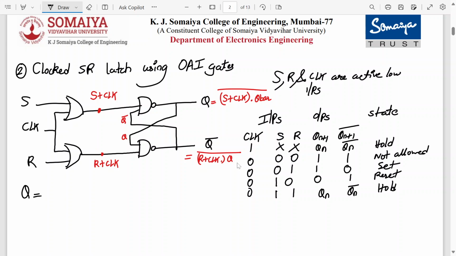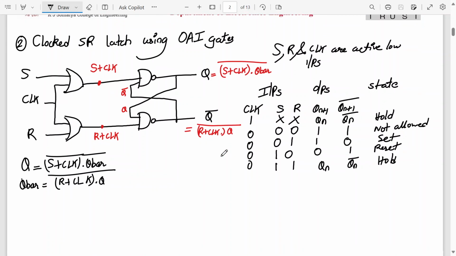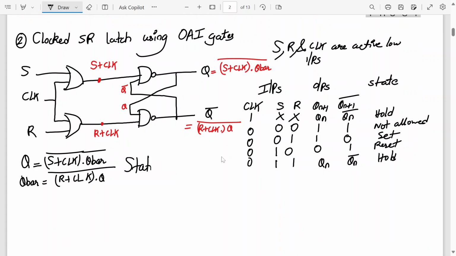It's only about equations. With the help of equations you can implement it very easily. Q is S plus clock dot Q bar, the whole bar, and Q bar is R plus clock into Q the whole bar. Okay, now I'll give you all 3-4 minutes. You implement this design using static CMOS logic. Please complete it. I'll come back in 3 minutes time. Alright, so keep this ready. Let's verify the design then.